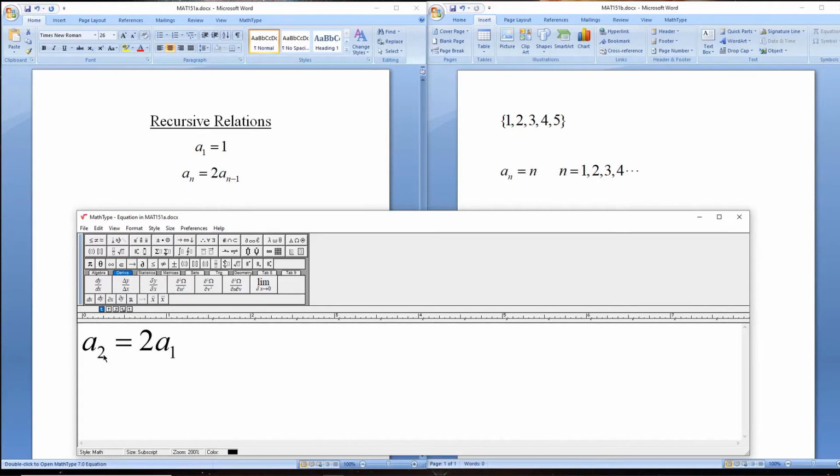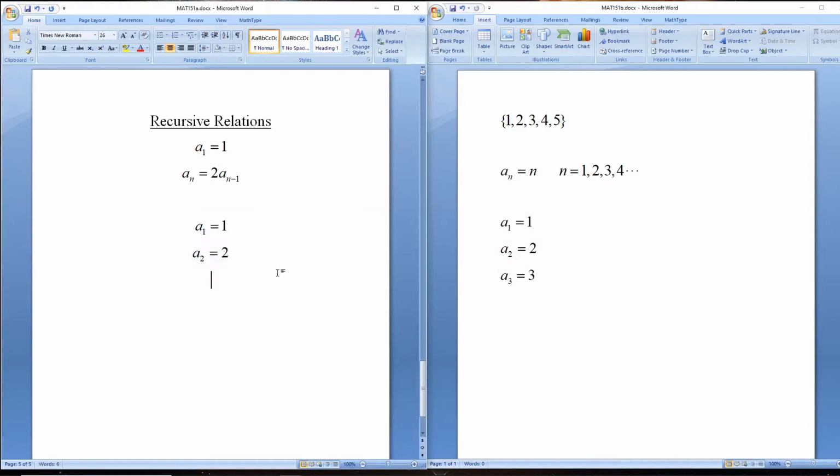So a sub 2 is 2 times a sub 1, and a sub 1 is 1. So 2 times 1 gets us 2, and so 2 would be our second number in this sequence.